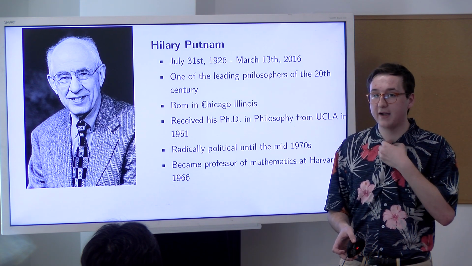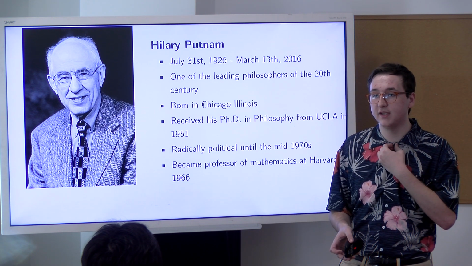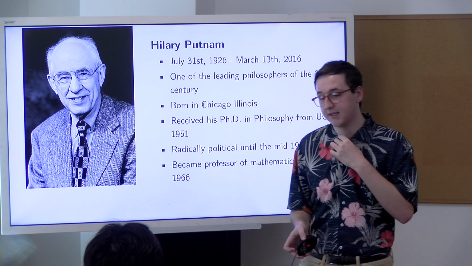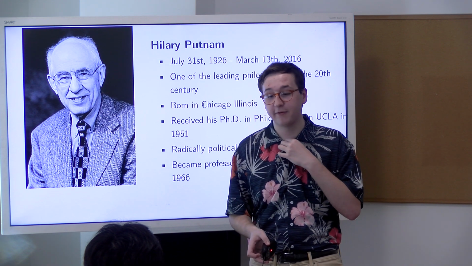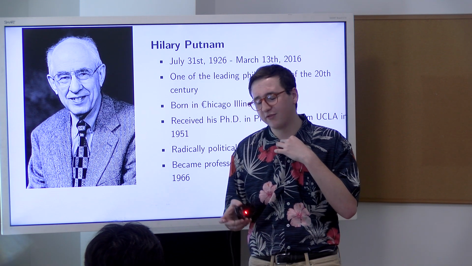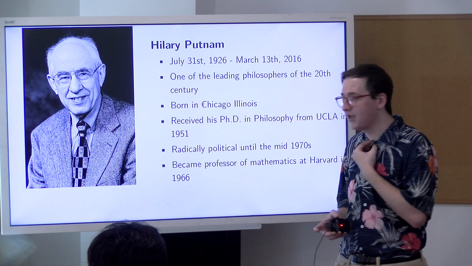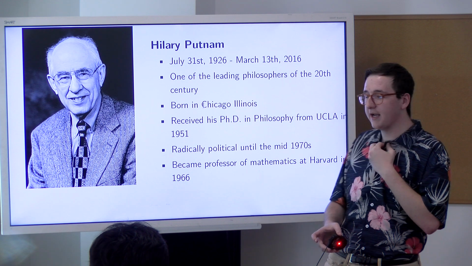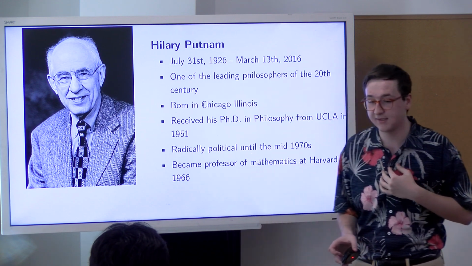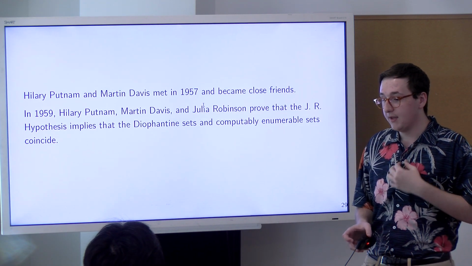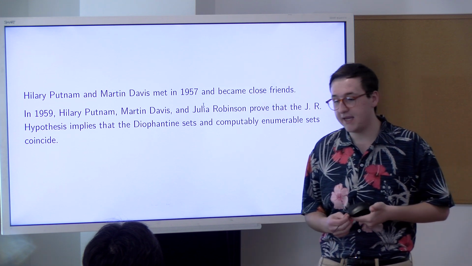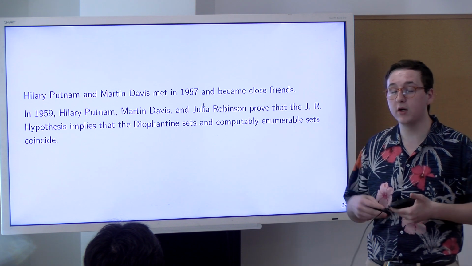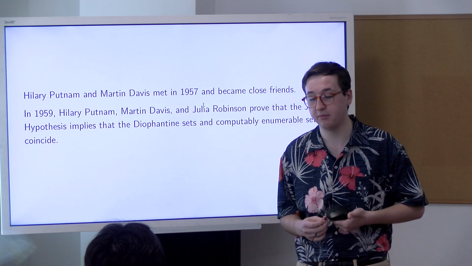He was radically political till the 1970s. He was always involved in protests and that type of thing. And he became a professor of philosophy, I think mathematical philosophy, at Harvard until 1966. So Hilary Putnam and Martin Davis met in the summer of 1957, and they became close friends. They traveled together and would work on Hilbert's tenth problem.